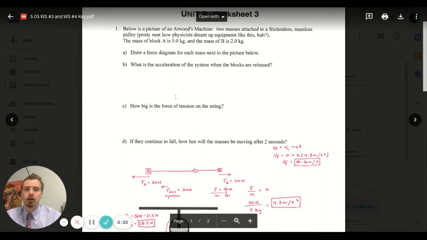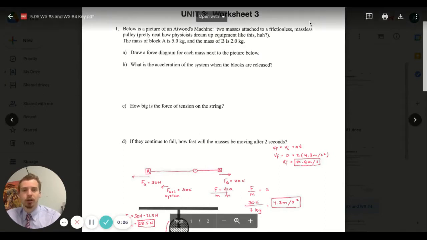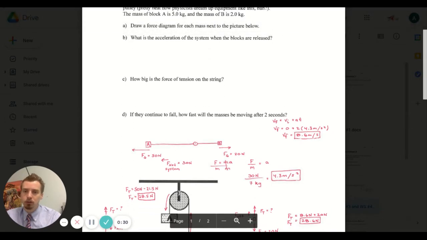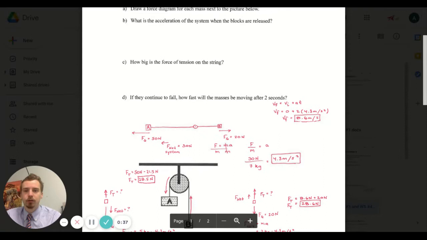They also tell you that this is a frictionless surface. We're always going to ignore the force of friction here. And then they tell you that the mass of the pulley is non-existent, which we know is not realistic, but we'll go with it. So the first thing I ask you to do is to draw a force diagram for each of them.